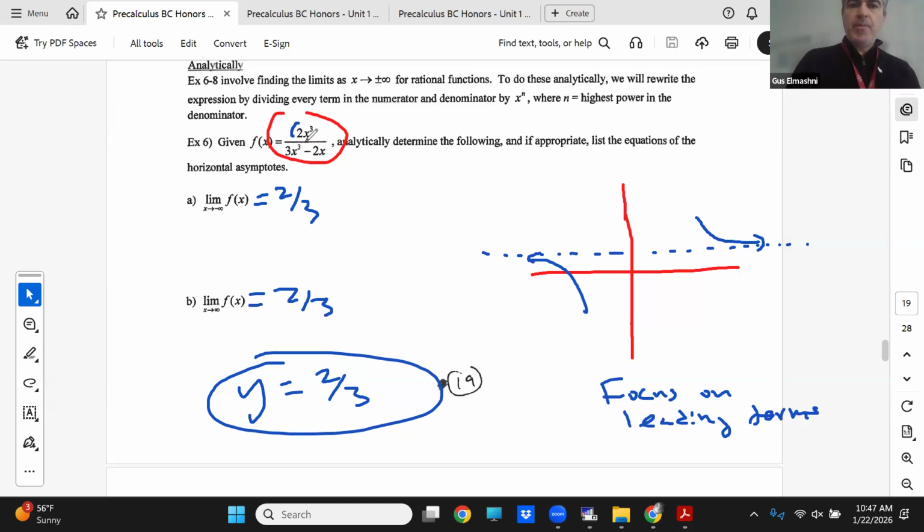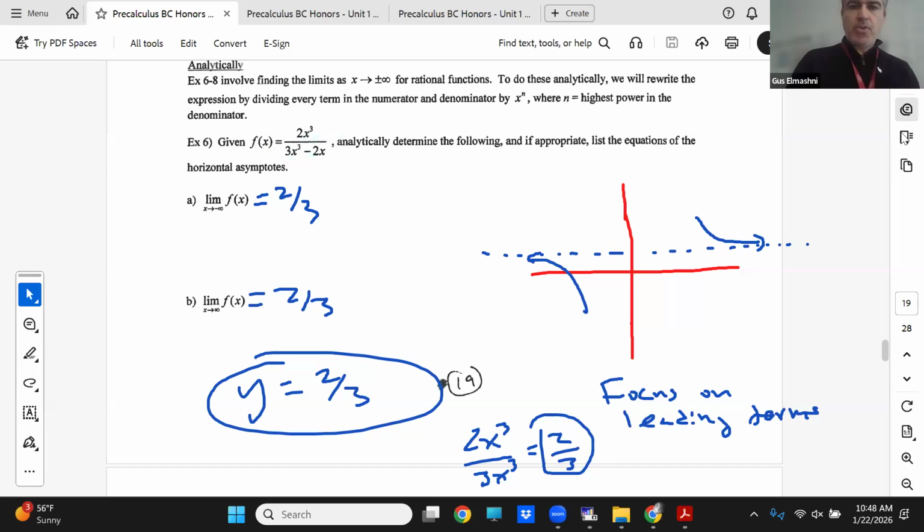2x cubed and 3x cubed are your leading terms. So we call this an end behavior model, because these are the only things that are going to impact end behavior. And what does that reduce to? 2/3. So that's really what's happening there: we're taking a look at only the higher exponents. Now, what if I did a slight change here?